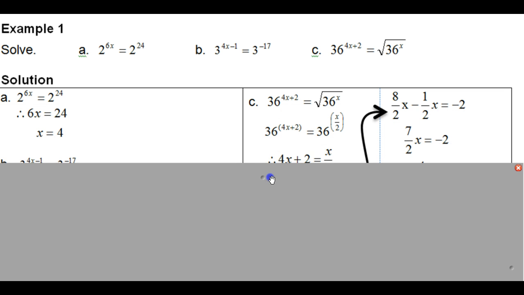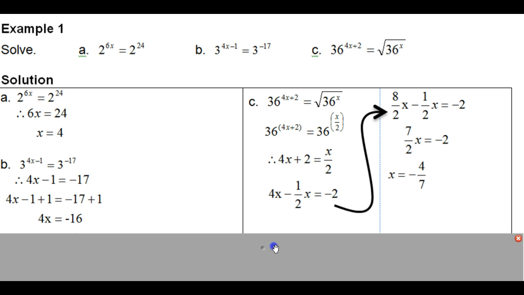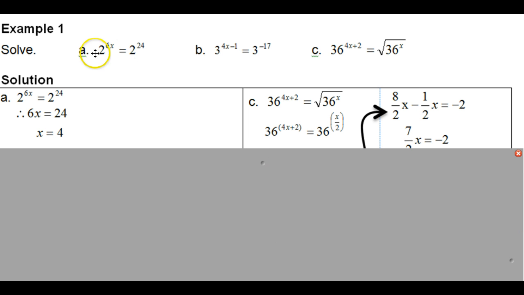Now the first case, I'll just pull this right down. In the first case, if you see something that looks like this, 2 to an exponent equals 2 to another exponent, the same base, it should be fairly obvious that what the equal sign is telling us is that this is exactly the same as this, which means that since the bases are the same, the exponents must be equal as well. If these two things are identical, then this must be equal to this. Divide both sides by 6 here, we get that x equals 4.